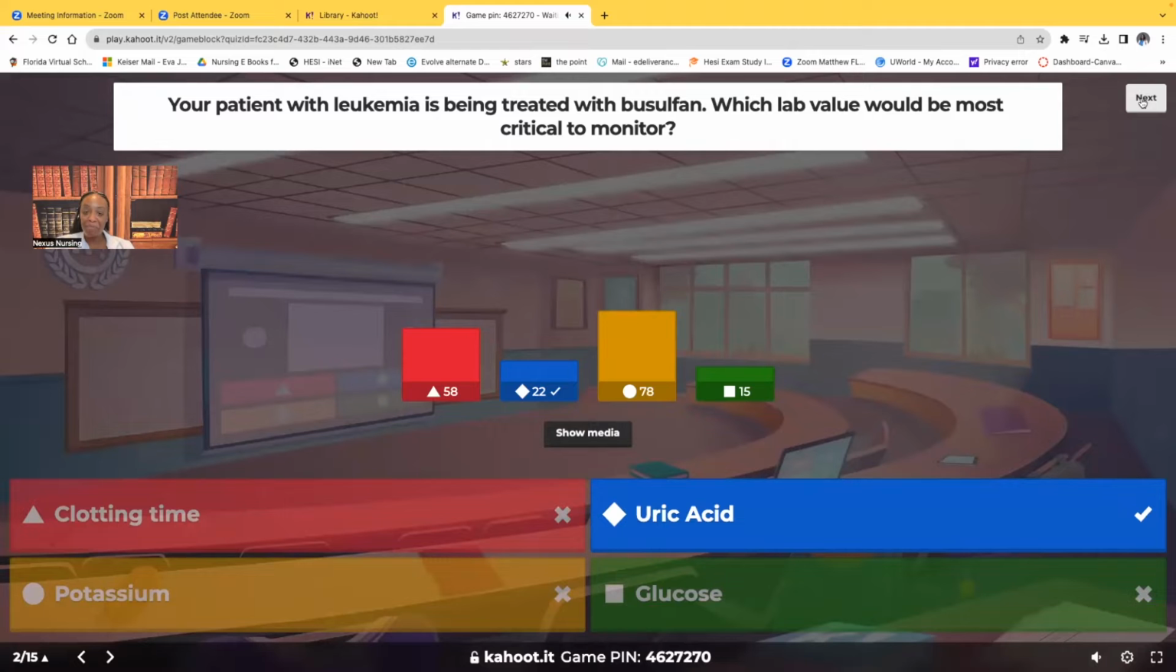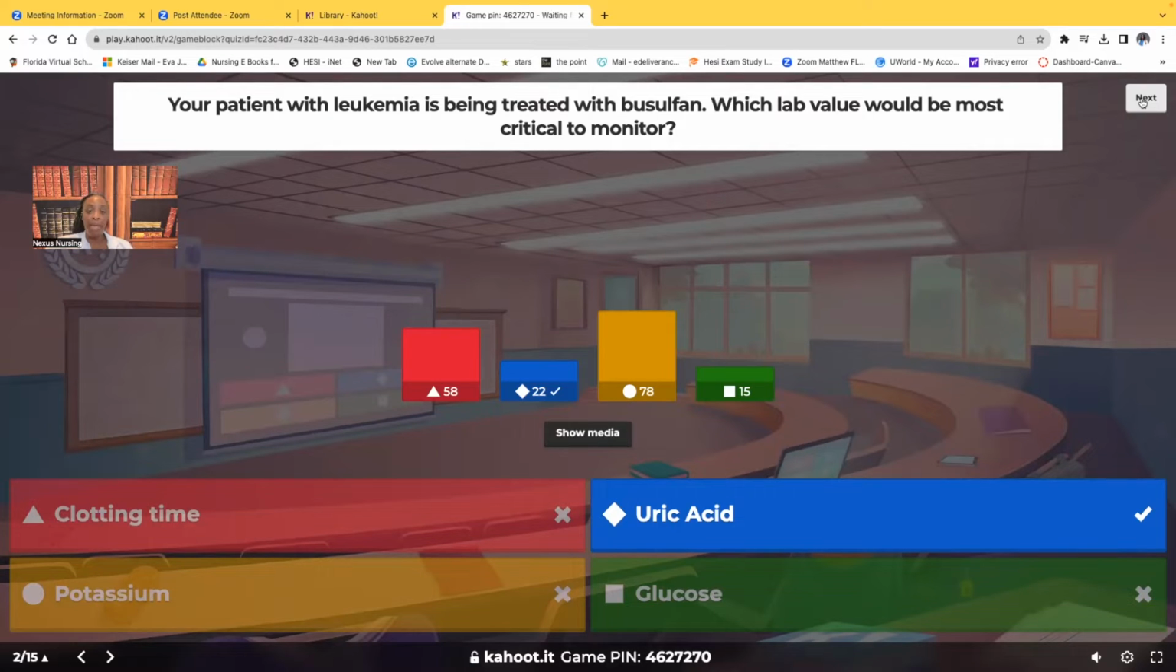Okay, wow. Most of you guys chose potassium, but the correct answer is uric acid. This medication, an adverse effect is hyperuricemia. It can cause an increase of uric acid in the blood. That's a problem, all right? So we'll be worried about the patient having kidney stones.